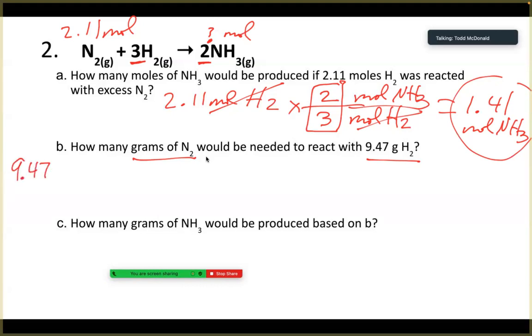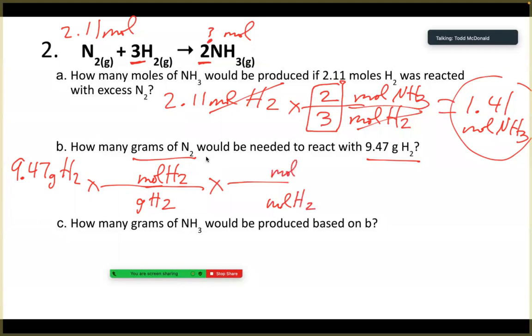Start with my 9.47 grams of H2. But we're going to get rid of those grams of H2, and we're going to go to moles of H2. I'm going to map this out first, and then I'll come back and put numbers. So this first conversion factor is going to change me from grams to moles. Then I'm going to get rid of those moles, and I'm going to go to moles of N2. That's my other substance I care about here. But I don't want to stop with moles of N2, so then I have one more step. Get rid of those moles of N2, and I'm going to change to grams of N2, okay?